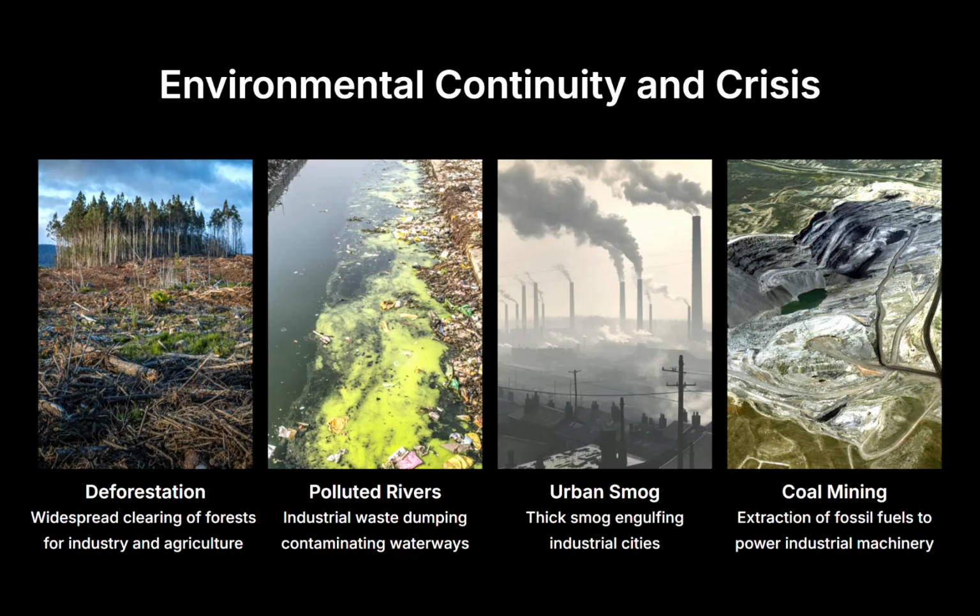Humans had altered environments long before industrialization, but the industrial age multiplied that impact. Coal mining, deforestation, polluted rivers, and urban smog transformed landscapes. Cities like London and Manchester became symbols of environmental degradation. Yet the idea that nature existed to be exploited for human use remained unchanged. What changed was scale, speed, and permanence.